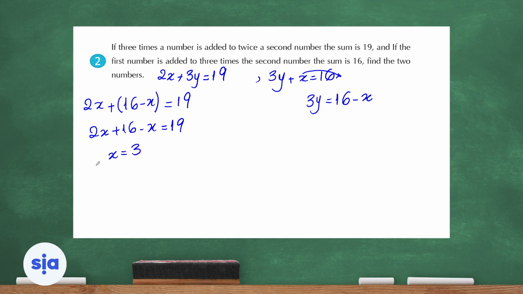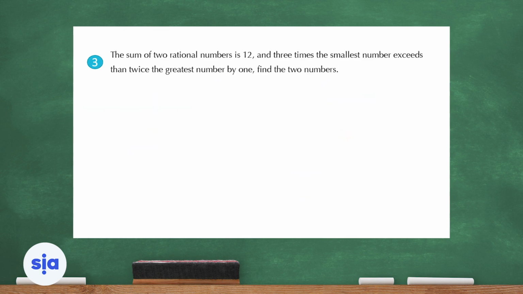When you get x equals 3, you can go to any of the equations, substitute x by 3 to find y. So when I substitute here, 3y equals 16 minus 3. So 3y equals 13. So y equals 13 over 3. The question here is asking you to find the two numbers. So the two numbers are 3 and 13 over 3. Let's go to question 3.